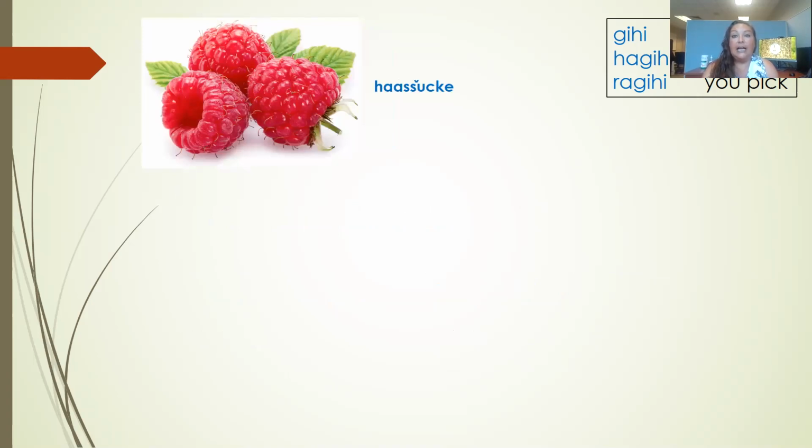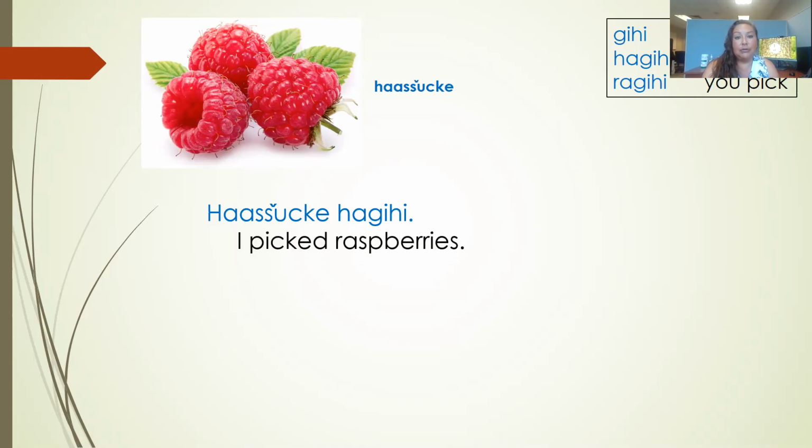All right, here we've got hashuchke. These are raspberries. Now we're talking about past tense. And how do I know that? Because we have no ending on the end of our sentence here. There's no future tense, which tells me that this is a past tense sentence. Hashuchke hagihid. Very simply put, I picked raspberries.